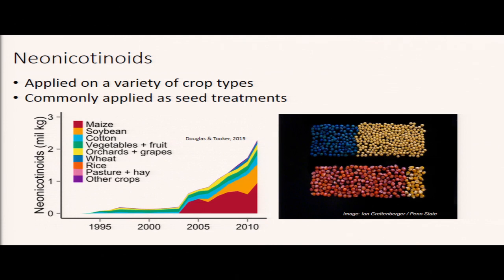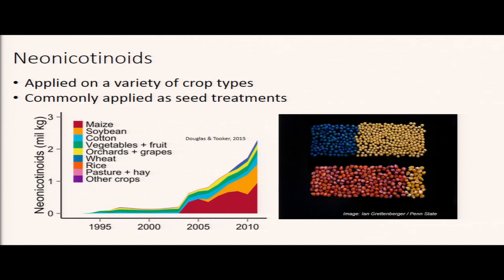So I assume that the majority of you have some sort of background or an idea of what neonicotinoids are, but for those of you who don't, I'll start off by providing just a little bit of background. Neonicotinoids are a group of insecticides that have rapidly become one of the most widely used insecticides globally and are registered for use in over 120 countries worldwide. They are applied on a variety of crop types, with corn and soybeans being two of the primary crops that these are applied to in this region.